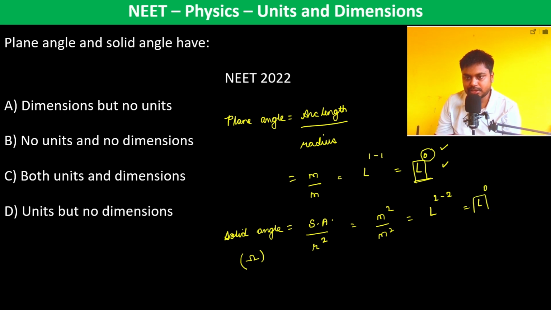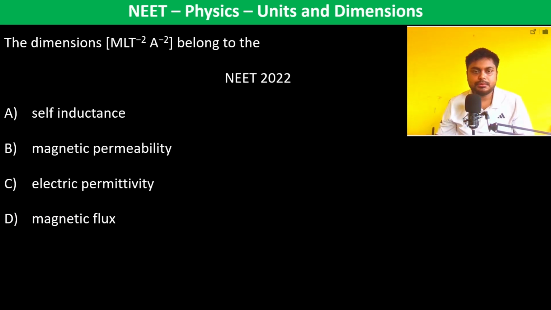They are having units but no dimensions. The dimensions belong to the self-inductance. So for self-inductance, phi is equal to L into I, which is B into A is equal to L into I. Therefore L becomes B into A divided by I.